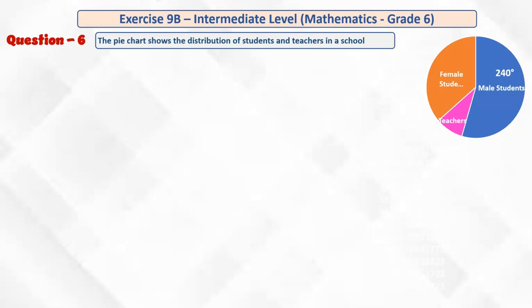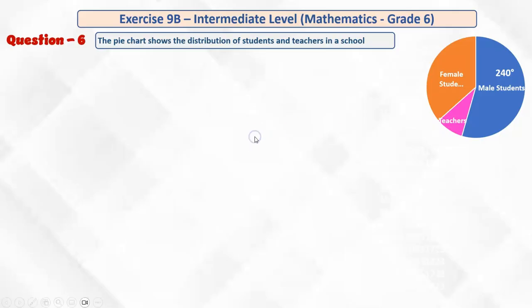Bismillahirrahmanirrahim. Let's solve question number 6 of exercise 9B, Intermediate Level Mathematics, Grade 6. The question states that there is a pie chart which shows the distribution of students and teachers in a school. On your right side you can see the blue portion depicts male students, and the angle is given as 240 degrees, whereas the orange portion shows the female students and the pink one shows the teachers.